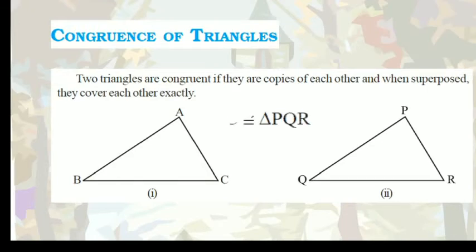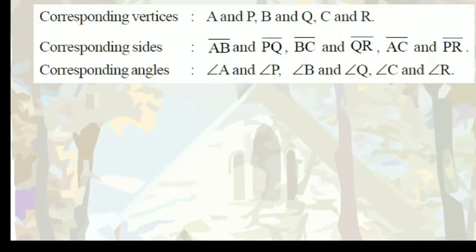Here the triangle ABC and triangle PQR are congruent. Now what happens when the triangles are congruent? What are the consequent statements? What are the reasons? What are the assertions? What is the meaning of these things? Let us see that. Now when two triangles are congruent, the vertices are supposed to be corresponding.